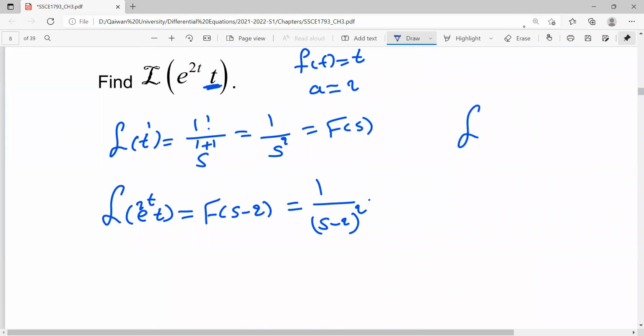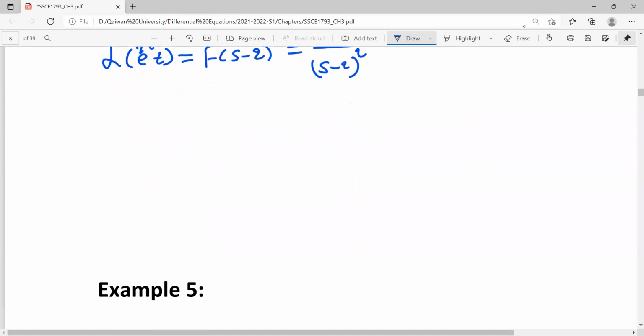You see the Laplace transform of t to the power n equals n factorial divided by s to the power n plus 1. And n here is 1. That's why we say it is 1 factorial over s squared, which is 1 over s squared. And then we replace each s by s minus 2, as you have e to the power 2t here, by applying the first shifting rule property.